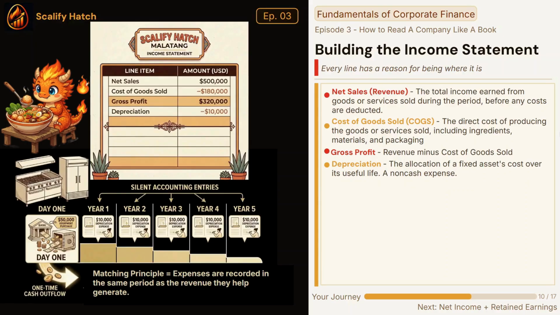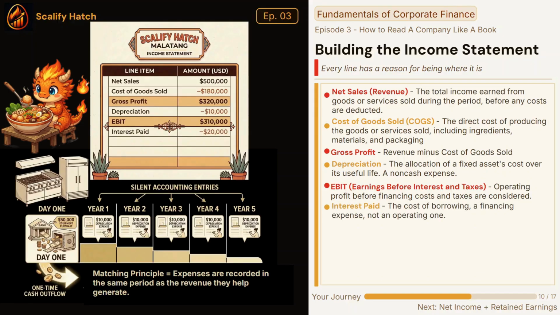After cost of goods sold and depreciation, we get EBIT, earnings before interest and taxes, of $310,000. EBIT is the operating profit of the business, before we account for how it was financed and before taxes. It tells us how the operations themselves are performing, independent of any capital structure decisions. Next comes interest paid, of $20,000. This is the annual interest on our bank loan. Notice how it comes after EBIT, because interest is a financing expense, not an operating one. It exists because of how we funded the restaurant, not because of how we run it. Keeping it separate lets us evaluate the operations on their own.